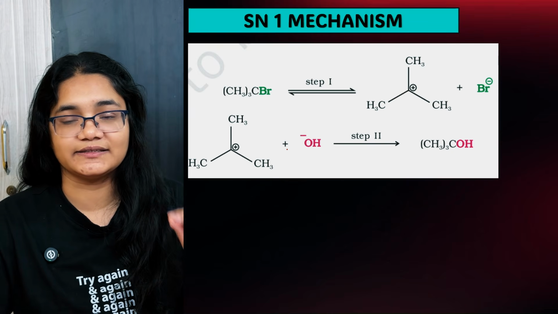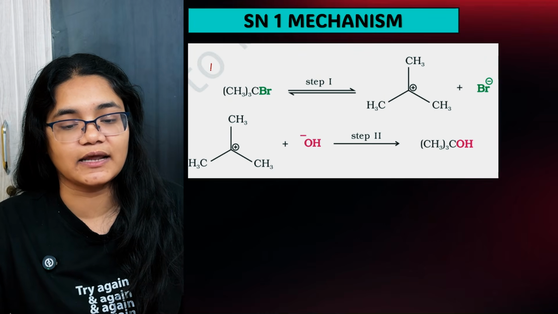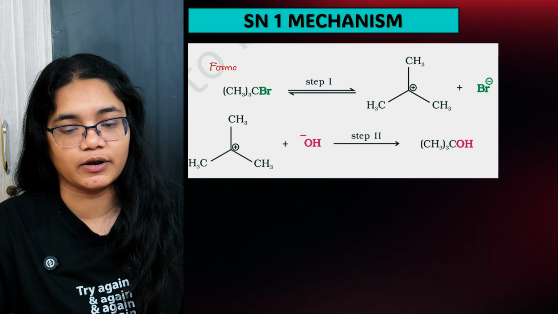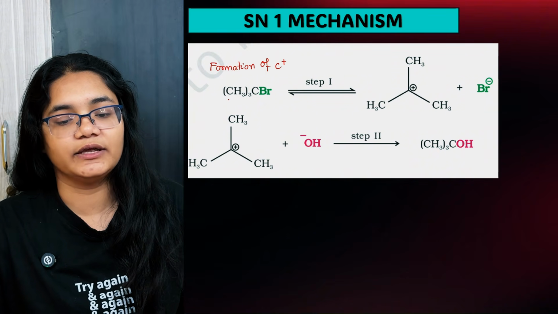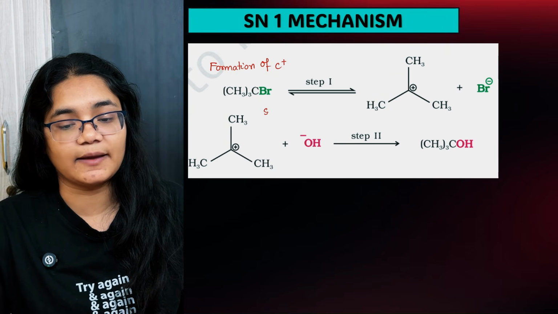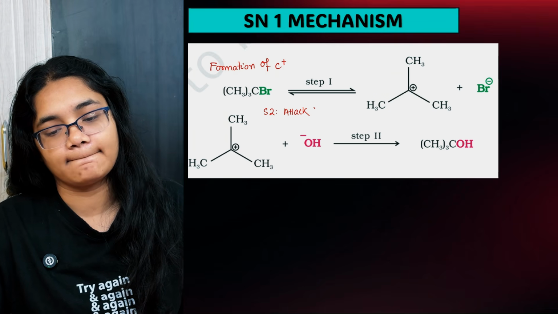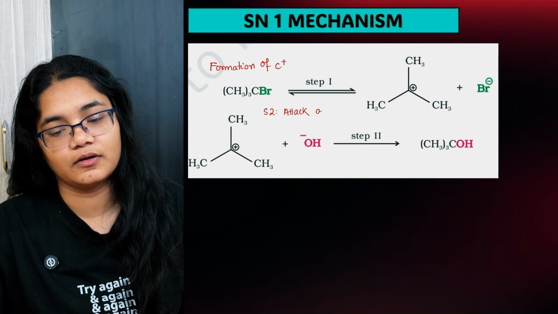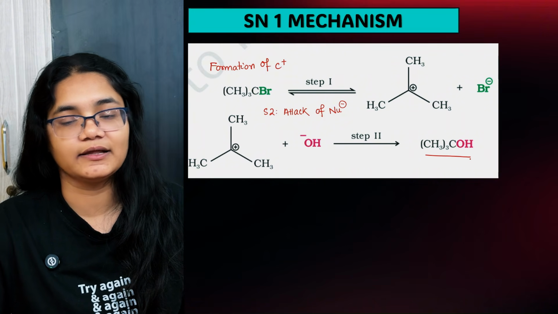In this chapter, this SN1 mechanism is very important. So in this, the step 1 is what? Step 1 is the formation of carbocation. So in this, what happens? First the bromine leaves and then a carbocation is formed, and then the step 2 in the reaction is the attack of nucleophile. So this one attacks on this group and you get a compound like this.